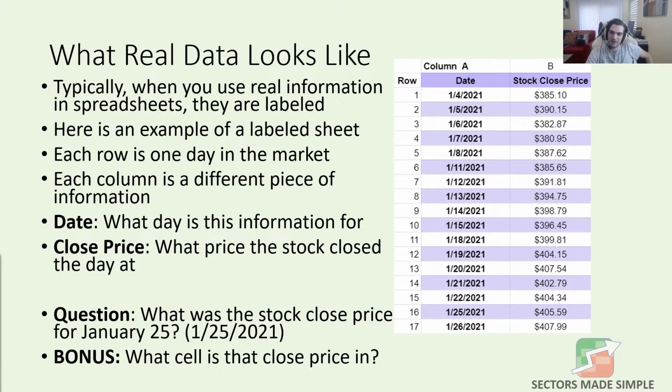You got it. So remember, the close price is in column B. So the answer is going to be in column B because we're asking for the close price. And the row is going to be row 16 because that is where we have our information for the 25th.